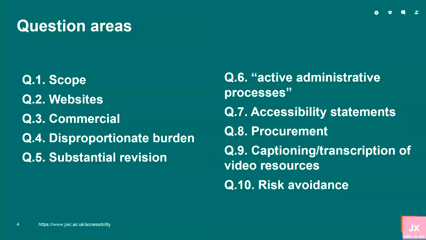Question 10 is one I came up with, and it's really what's to prevent an institution just removing resources they would categorize as difficult altogether, rather than making them accessible? So just deciding to say, well, actually, we're just going to stop publishing that, rather than making it accessible. Is there anything to prevent an institution actually doing that, and how would that be regarded from a legal point of view?